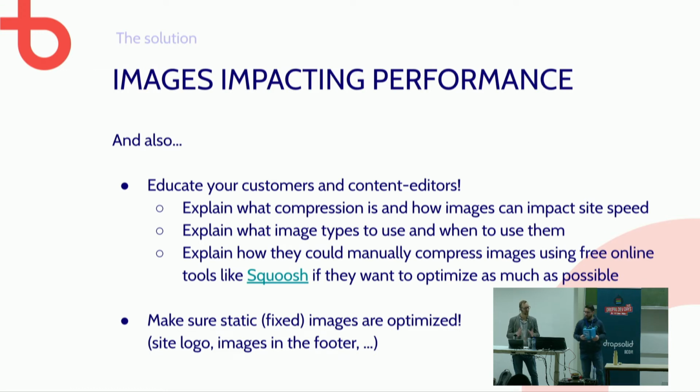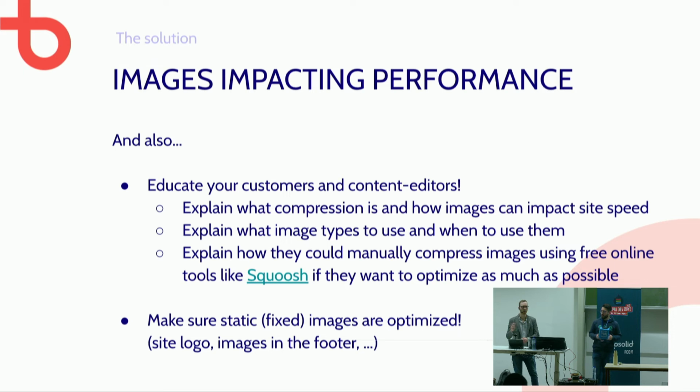So just explain what compression is, explain the image types, and also they could manually compress their images if you don't want to rely on a module to automatically compress to 75%. If they have the time, you could say, well, you can manually compress each and every image by yourself by using a free-to-use tool like Squoosh. I don't know if anybody has heard of that yet, but that is a free-to-use tool online. You can just drag and drop an image on that, and then via a slider you can compare the qualities of the image.